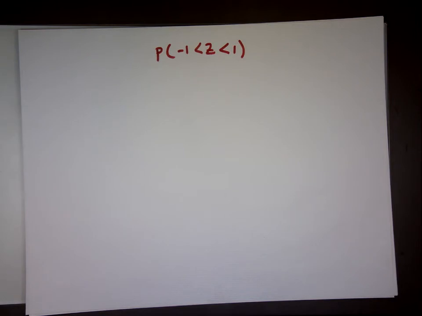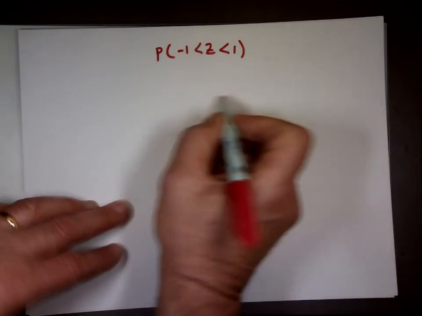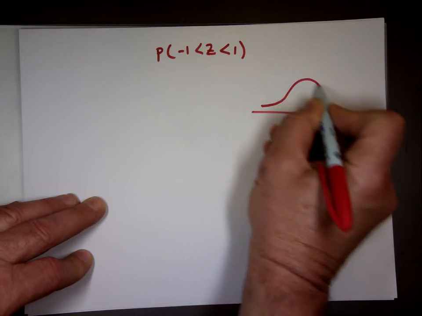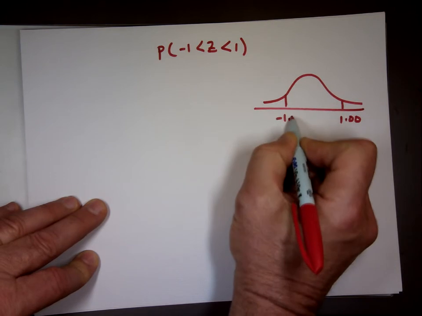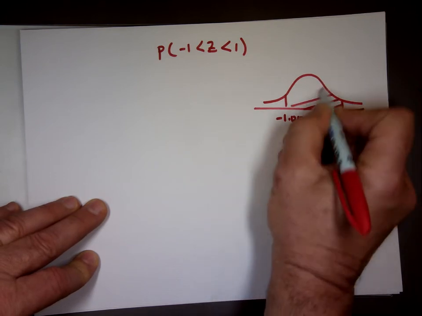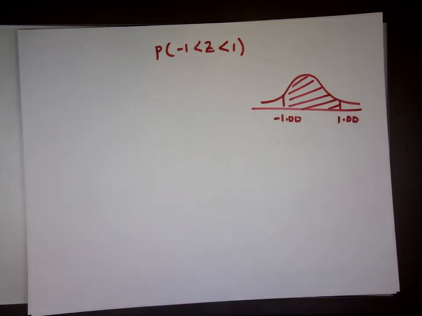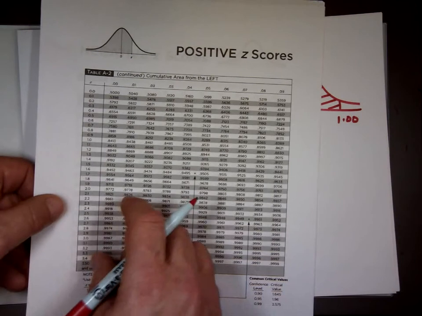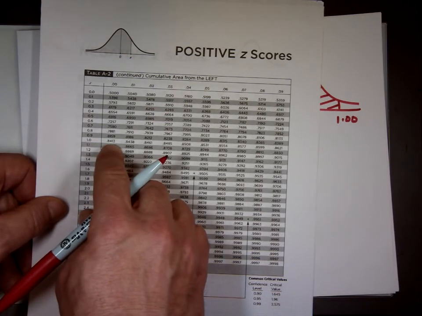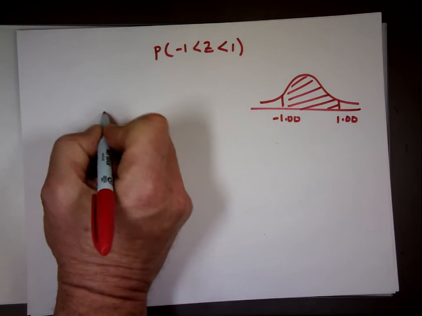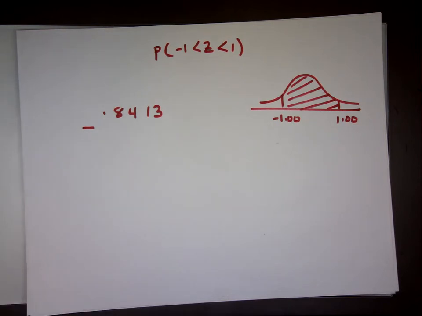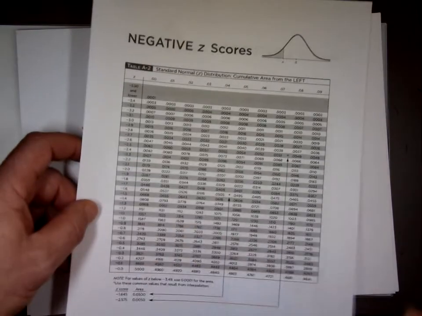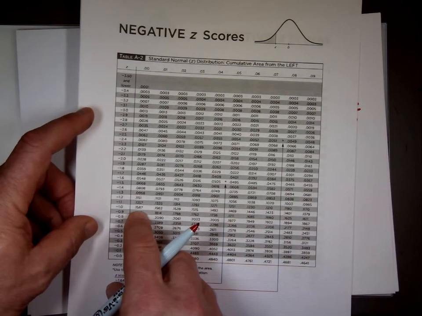Let's see if it's true actually. So let's find the area for the 1. This is the 1.00. This is the -1.00. We need the area between them. So I'm going to look at the 1.00. The 1.00 is 0.8413. Subtract from it the -1.00. Where's the answer for the -1.00? 0.1587.